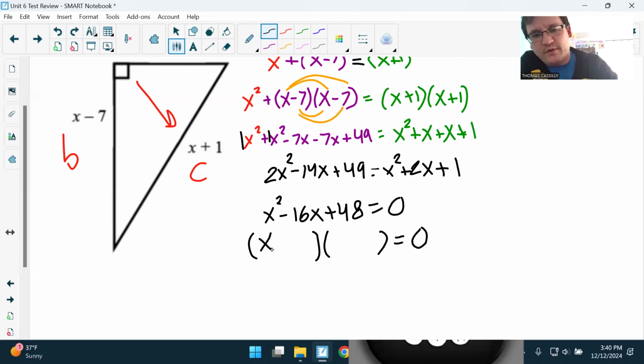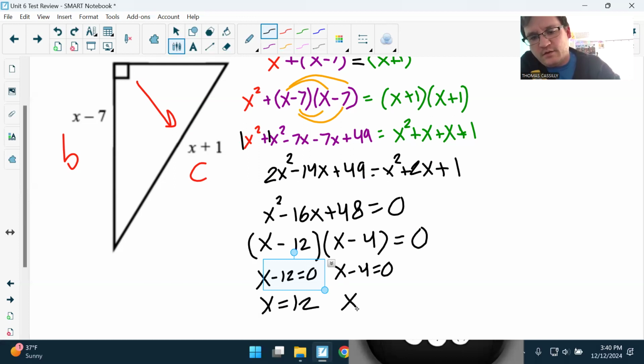X times x is x squared. Negative 12 times negative 4 is 48. Negative 12 minus 4 more gives us negative 16. All right, so this is the correct factoring. Whenever we factor, that's always the hard part. Don't skip out on the easy part now. x minus 12 equals 0. x minus 4 equals 0. All right, therefore, x equals 12 and x equals 4.